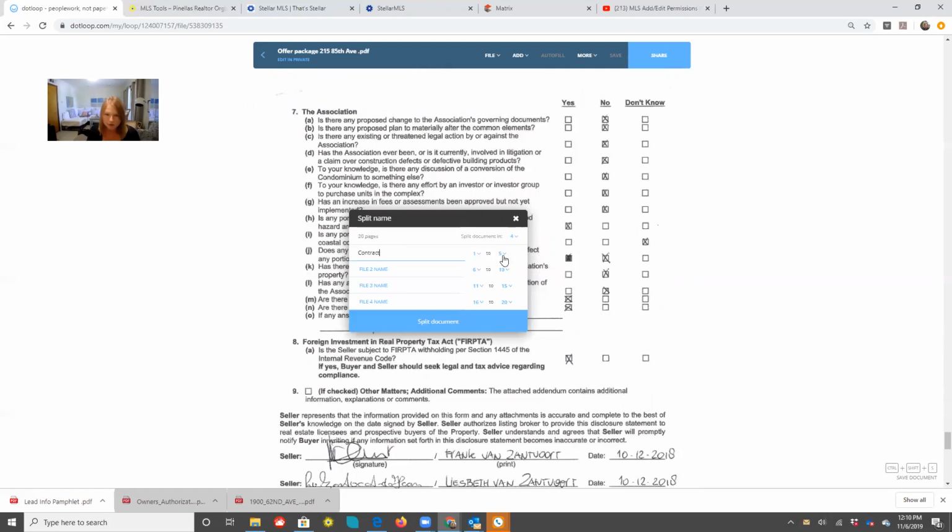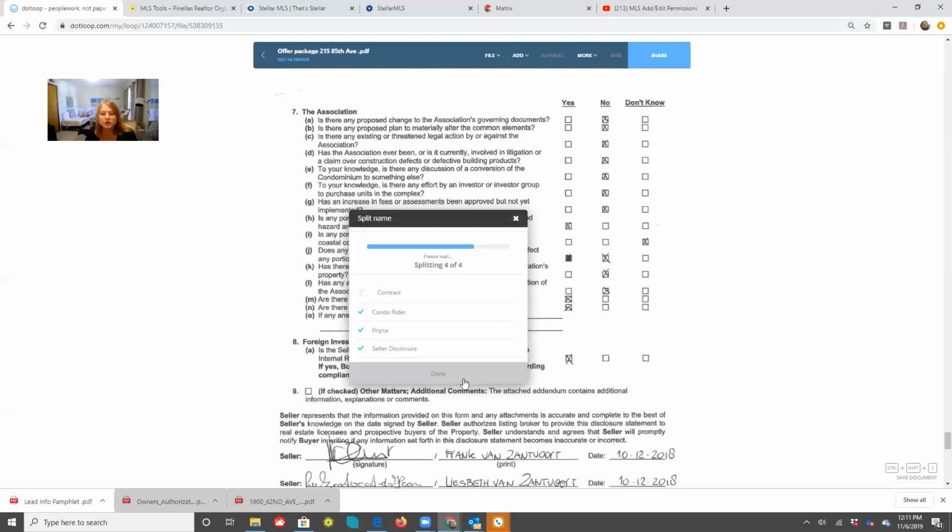Contract is 12 pages, 1 to 12. I know that. Condo rider is going to be 13 to 15. FERPTA is 16, and 17 to 20 is the seller's disclosure. That is how fast it is to split up a document.